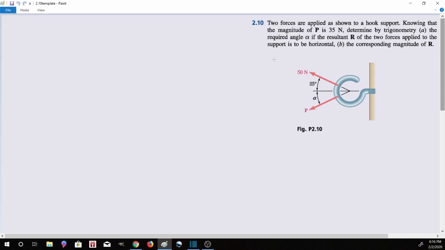Hello, this is another video from Engineering Dude, and here we're going to be solving this problem using the resultant method. A good rule of thumb is to always use the resultant method when there are two or less forces at play. If there were three or more forces at play, then you might want to use the component method.